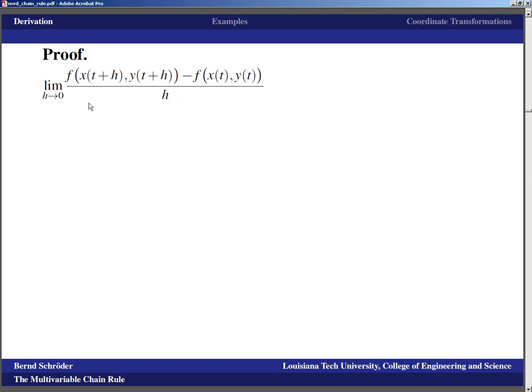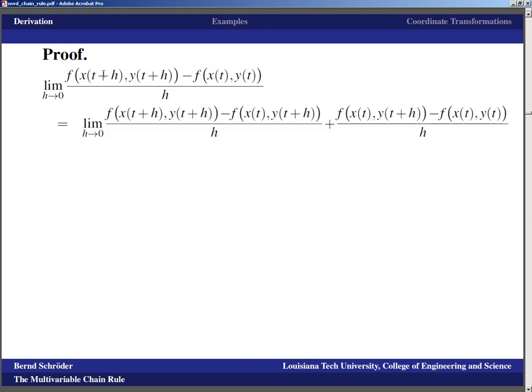So we want to take the limit as h goes to 0 of f of x of t plus h, y of t plus h, minus f of x of t, y of t, divided by h. Just like I said in the previous presentation, when all things fail, when we have nothing else that we can use as a tool, we will use difference quotients. And now we need to somehow reduce this to difference quotients for f and for x and for y.